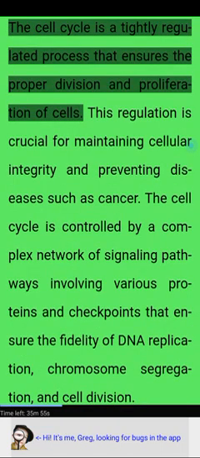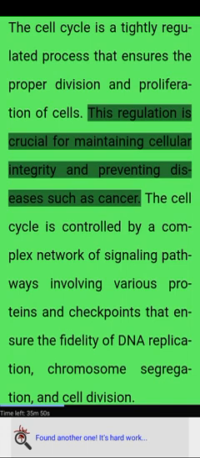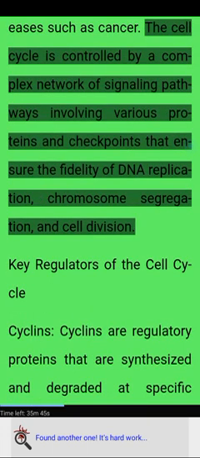The cell cycle is a tightly regulated process that ensures the proper division and proliferation of cells. This regulation is crucial for maintaining cellular integrity and preventing diseases such as cancer. The cell cycle is controlled by a complex network of signaling pathways involving various proteins and checkpoints that ensure the fidelity of DNA replication, chromosome segregation, and cell division.